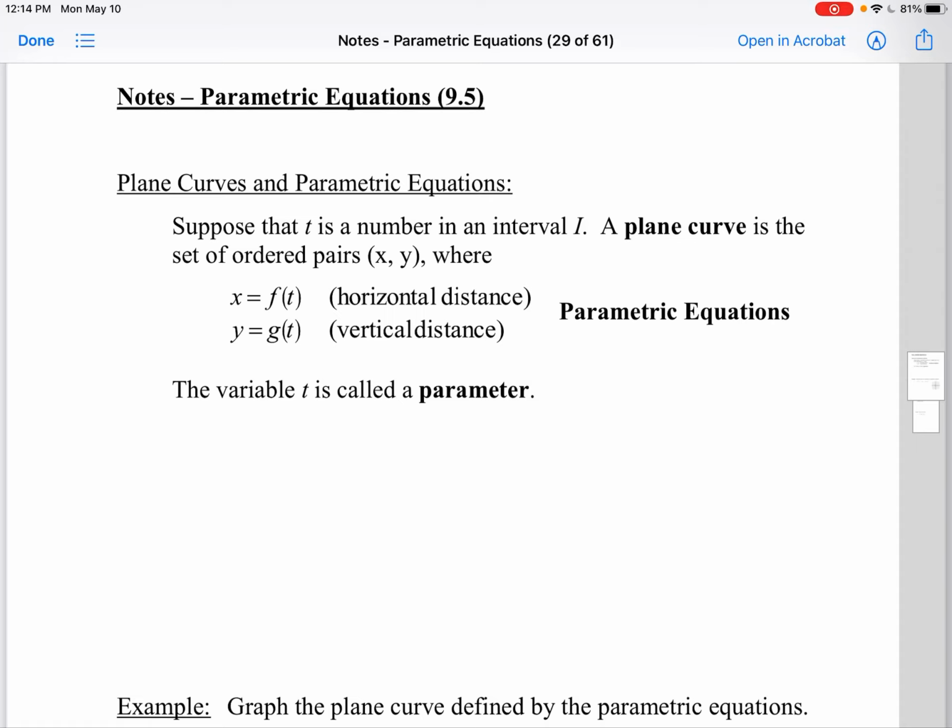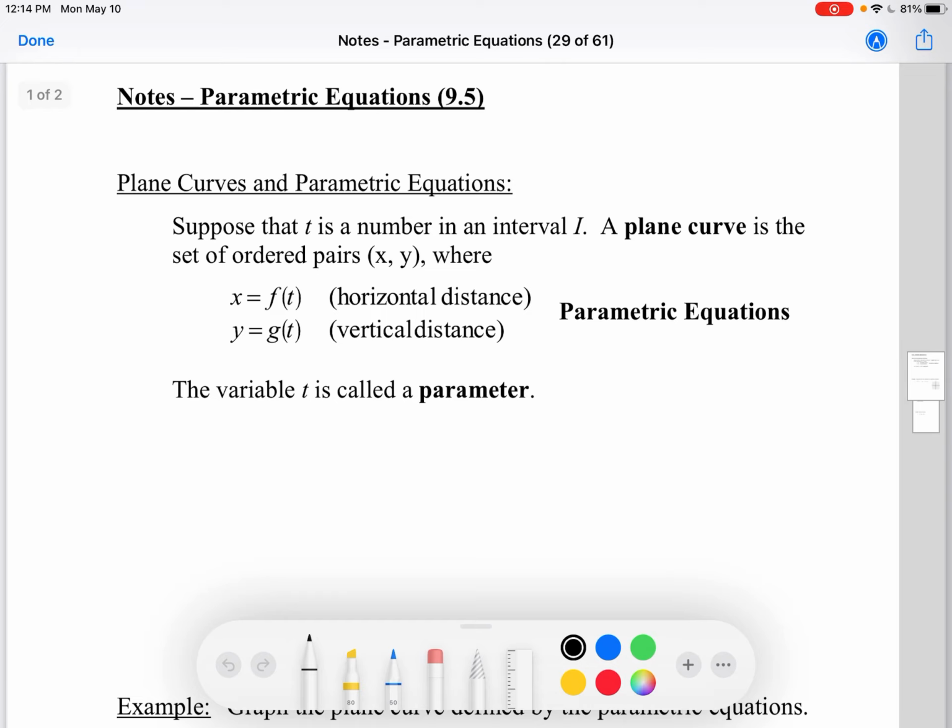A plane curve is a set of ordered pairs x and y, where x represents a function of the horizontal distance of t, and y represents a function of the vertical distance of t. You'll notice that both equations are talking about t when we discuss x and y. However, one equation is in reference to f of t, while the other is in reference to g of t. I'll discuss that here in just a second. But essentially, those are parametric equations.